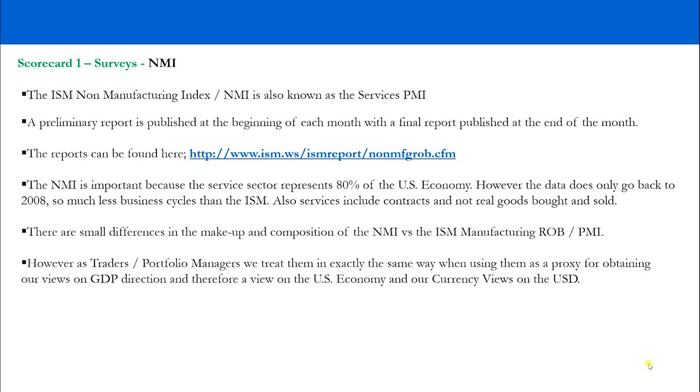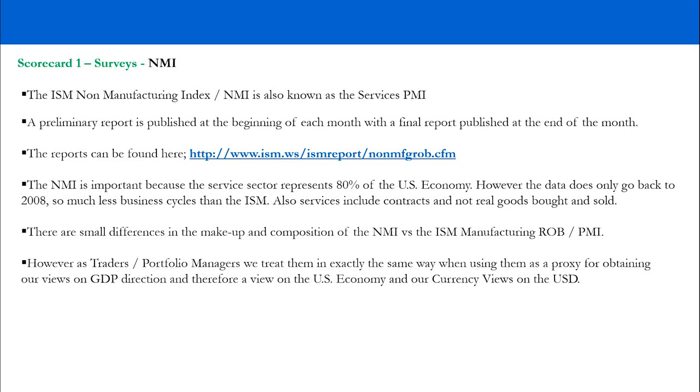So as we've already covered, the non-manufacturing index is all about the services sector. The preliminary report comes out at the beginning of each month. So there are 2 reports each month, a preliminary report that comes out at the beginning of the month, and a final report which is published towards the end of the month. And if you just go into the sources area again, you'll get the link. But why is it important?